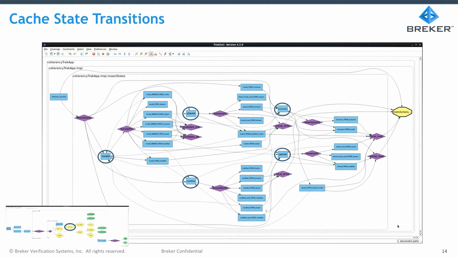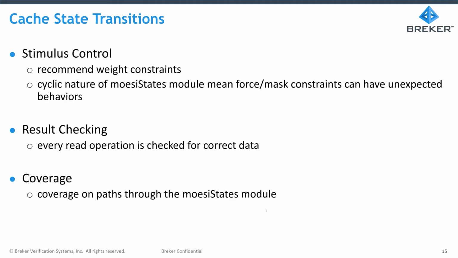The translation of the coherency protocol into a graph is an automated process, and when you look at the graph, you end up with nodes for each state and nodes for each transition. You have reasonable control over biasing which states you want to go after. For result checking, every read will be checked to make sure that it returned the expected data. So the tool is scoreboarding and tracking memory as the tests are generated.